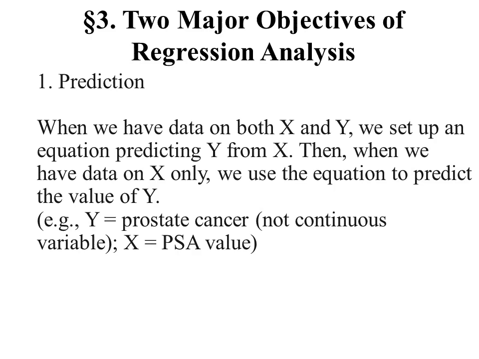The first objective is prediction. If we are concerned about two variables, x and y, and if we often come across a situation in which we have information on x, but not on y, then it is useful to have an equation for predicting y from x. So, when we have data on both x and y, we set up an equation predicting y from x, and then, when we have data on x only, we use the equation to predict the value of y.